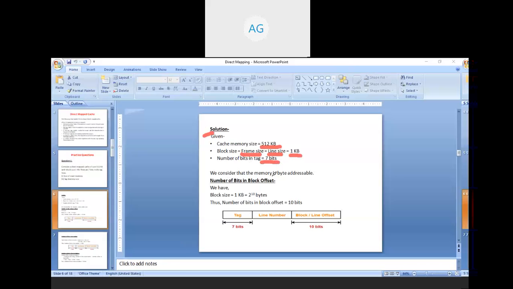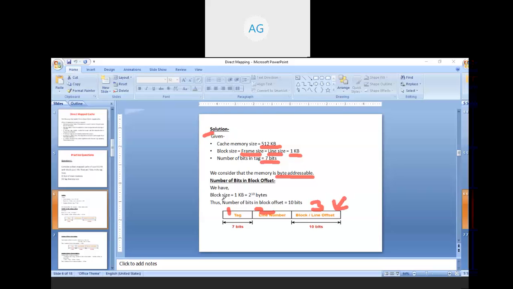So we consider that the memory is byte addressable. So we can use it that memory is byte addressable. So first we need to find the number of bits in the block offset. The physical address diagram for direct mapping is going to be used here, which is divided into 3 parts. One is tag, second is the line number, third is the block offset, or line offset. So first we need to find out the number of bits in the block offset, the third part.